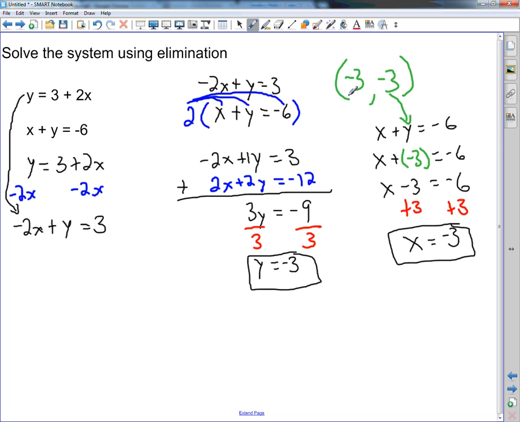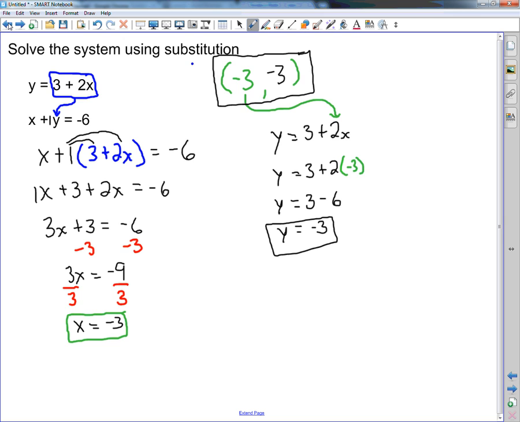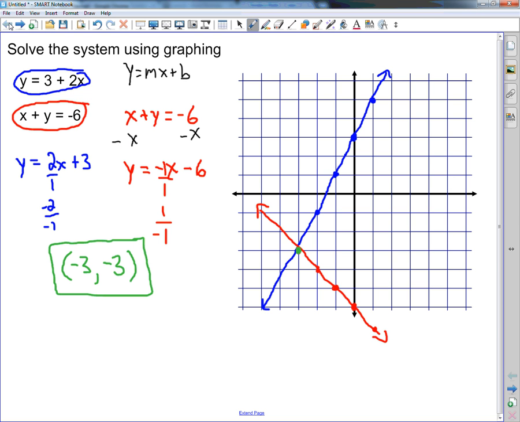So those are the three methods: elimination, substitution, and graphing. All three should produce the same result. If you are getting fraction answers, then graphing is probably not your best option because you're going to have to estimate. So if you do start to see a fraction involved in your answer, you would want to switch to one of the other methods. But those are the three methods of solving a system of equations.